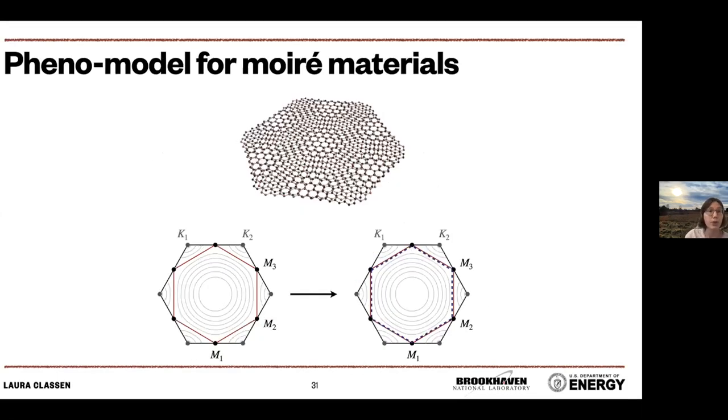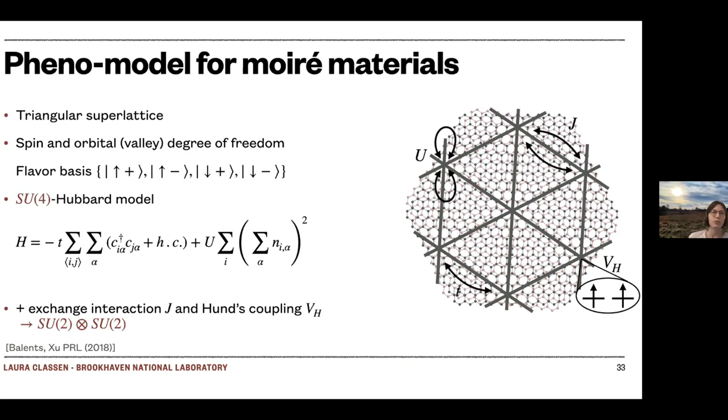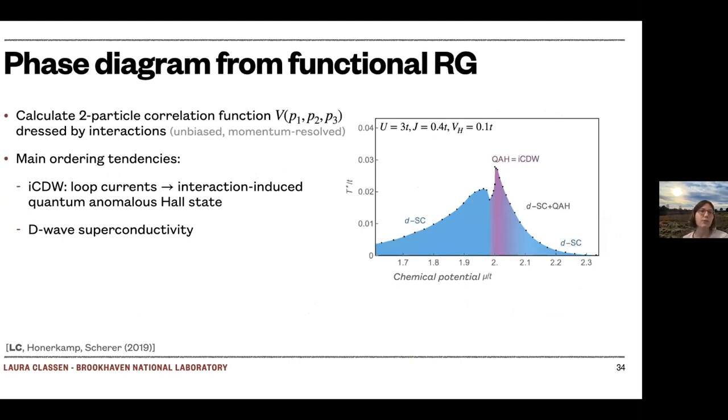So let's start with the first case, which can also be regarded as a phenomenological model that describes the scattering of electrons on this triangular superlattice of the Moiré pattern. And then, as I said, we'll have spin and orbital or valley degrees of freedom, which leads to a fourfold flavor basis. So if we then add the Hubbard interaction to this, we end up with an SU(4) symmetric Hubbard model. On top of that, we include an exchange interaction J to model the direction of strong coupling and the various Hund's couplings, which will break the SU(4) symmetry down to SU(2) times SU(2). And this time we've calculated the phase diagram of this model from functional renormalization group.